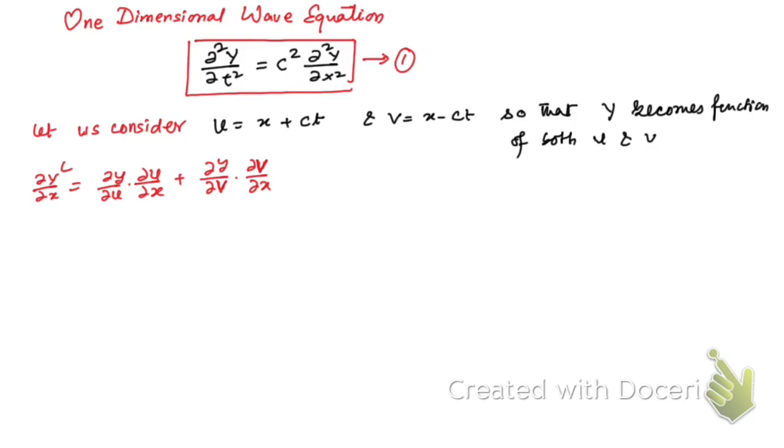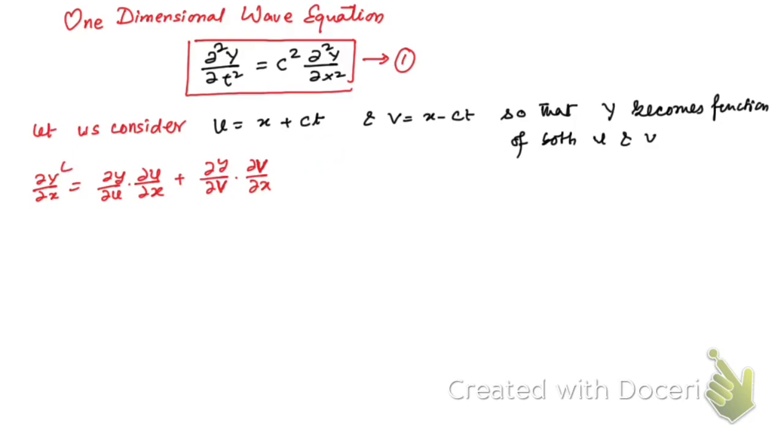Now here you see, if you find del u by del x from here, it is going to be equal to 1. Here the second term is not a function of x, so it is 0 when differentiated with respect to x. So we get 1 plus 0, which is 1. So del u by del x is equal to 1.